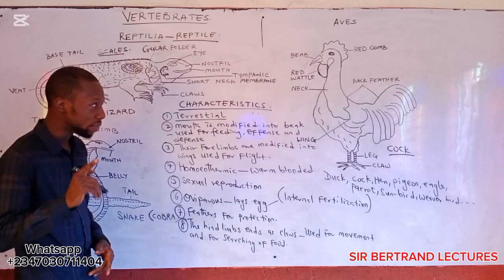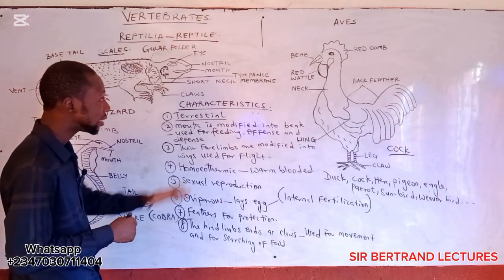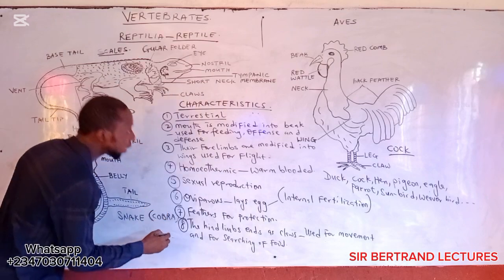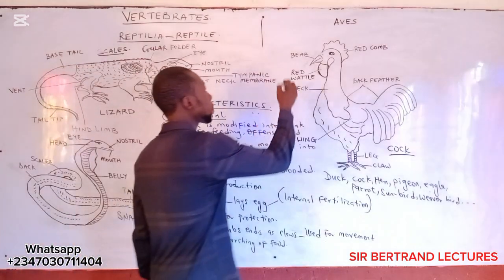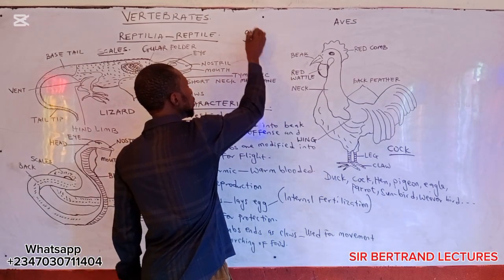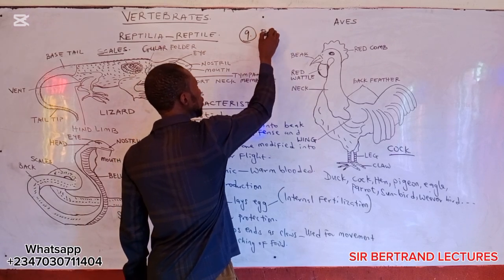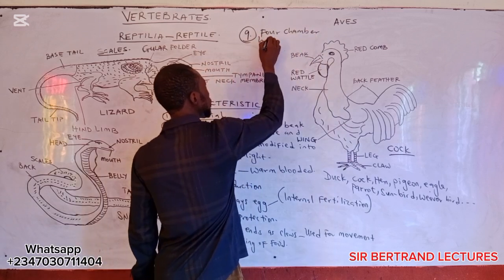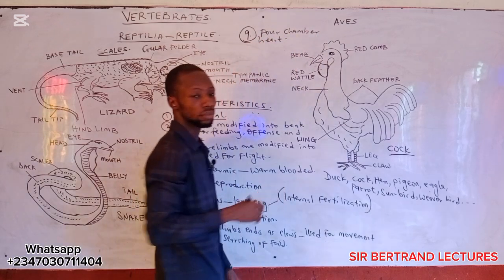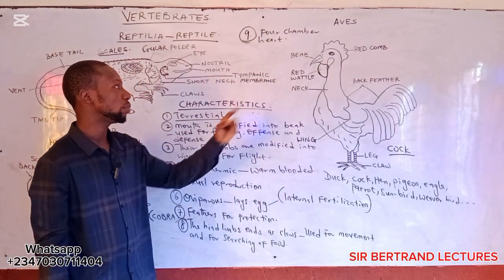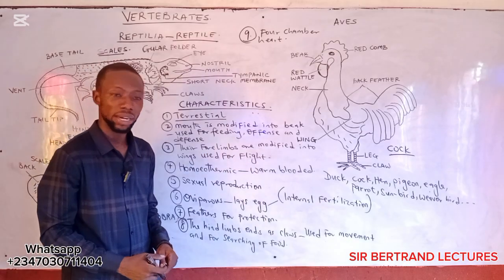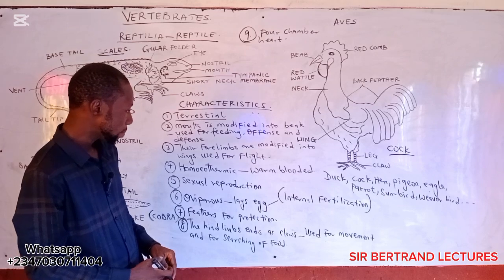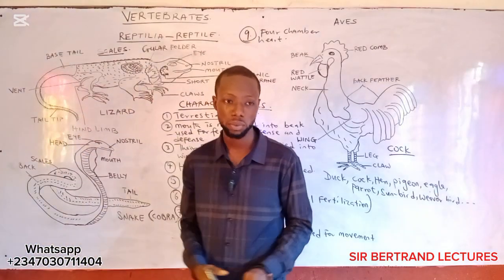Before I forget, don't forget that Aves here has 4 chamber hearts, which is going to be number 9. I write it here. Number 9, Aves has 4 chamber hearts. Unlike reptiles, Aves possess 4 chamber hearts. Then this is all we have for now.